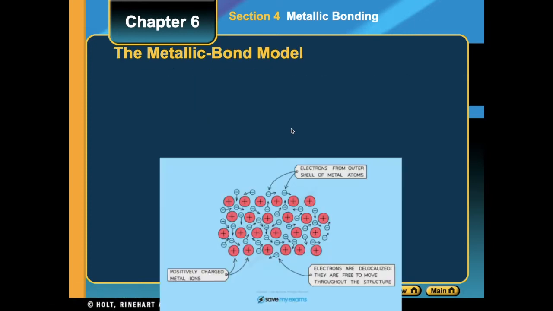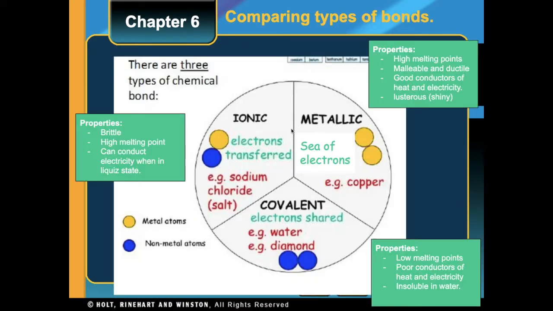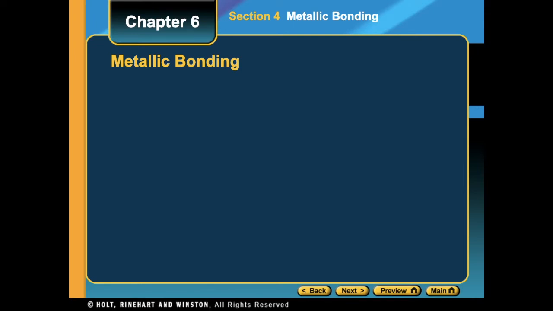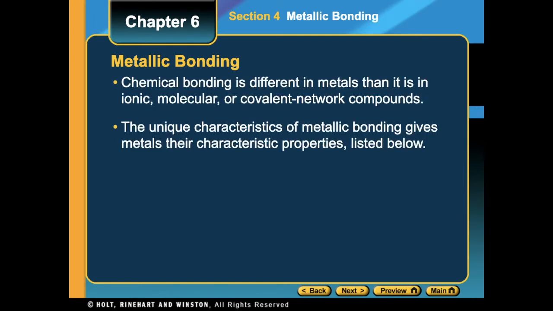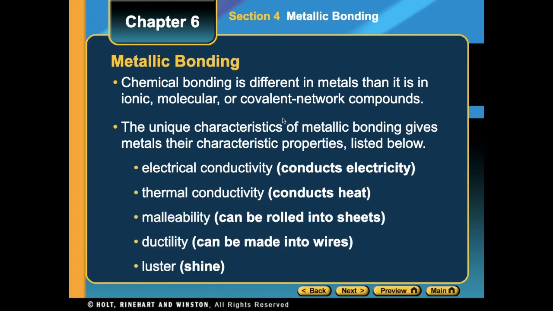All right, so today we're going to get into the properties of metals and what makes them so special and why they have these properties. Chemical bonding is different in metals than it is in ionic, molecular, or covalent networks. By the way, remember, molecular is basically the same thing as covalent. The unique characteristics of metallic bonds are their ability to conduct electricity and heat, and the fact that they are malleable and ductile, and that they have luster. You guys can just look at this and figure out what it's called, and we'll go over why they have all of these properties right now.